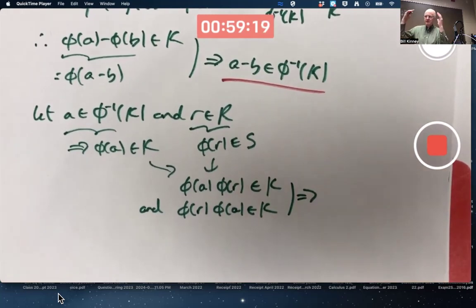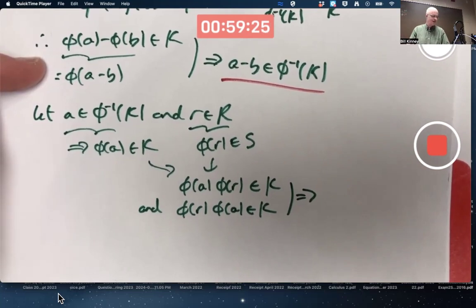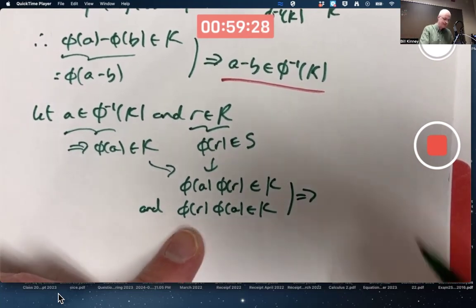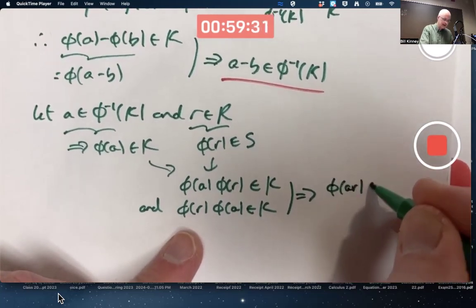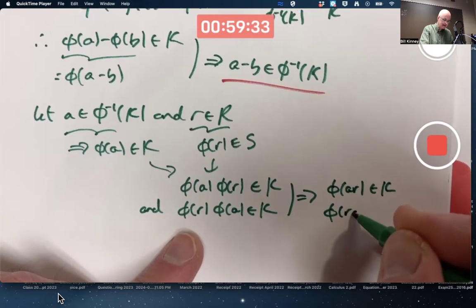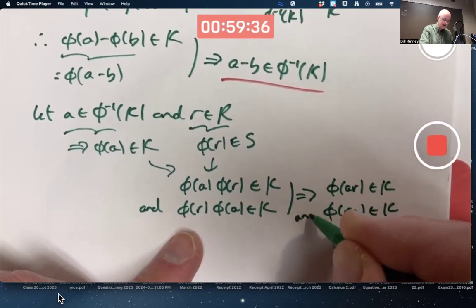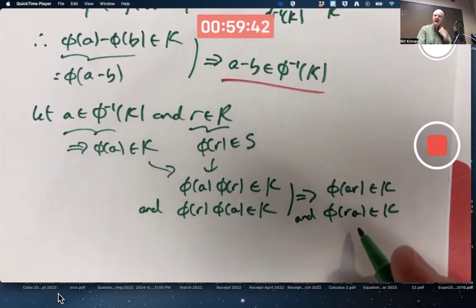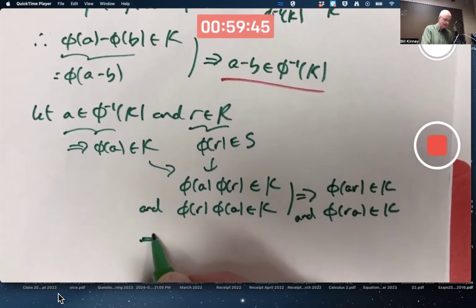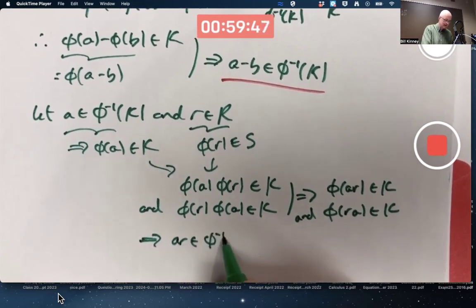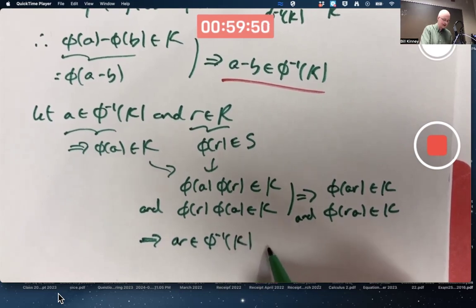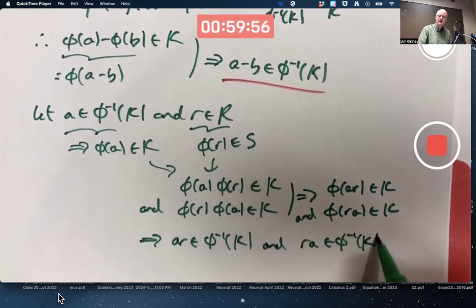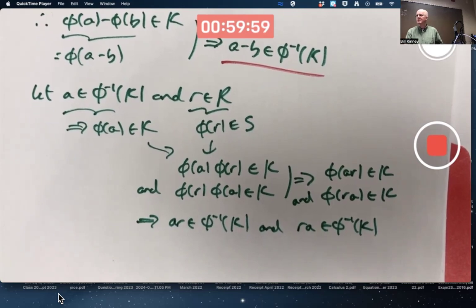What else do you always have to do in these proofs? You always have to use operation preserving. We did that up here. We can do it down here with multiplication. Phi of AR is in K, and phi of RA is in K. And that does it. That means AR and RA are in the preimage of K under phi. That proves that the preimage is superclosed.